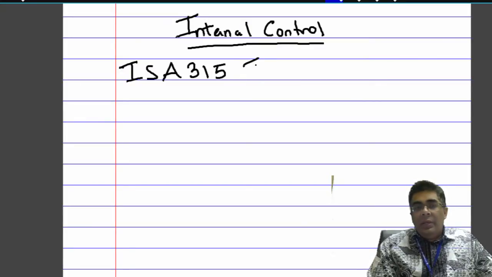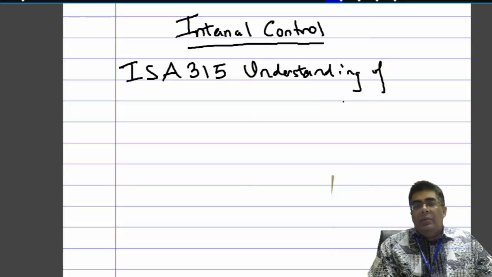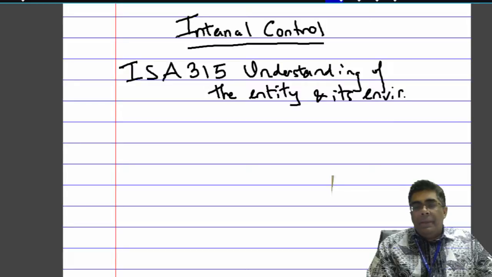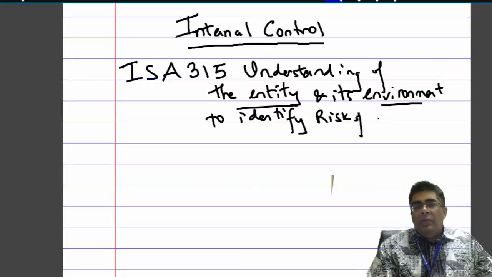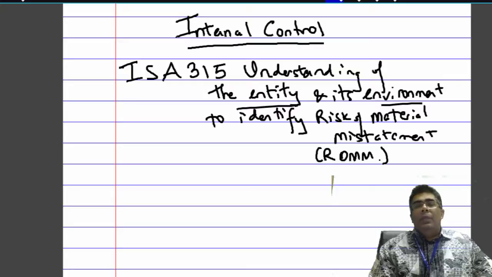must understand. So this standard is about understanding of the entity and its environment, to identify risk of material misstatement. We often say ROMM. So we need to understand the entity.